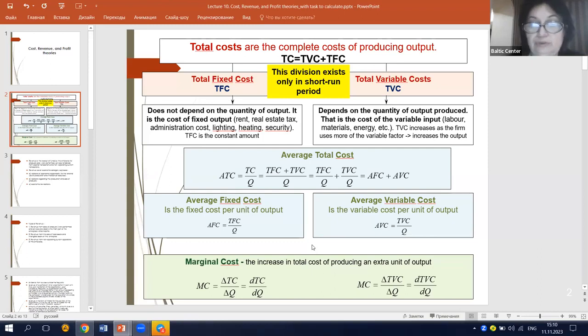The marginal cost is the increase in total cost of producing an extra unit of output. That's all. I gave you the solutions in the case, if you remember. We calculated average fixed cost, average variable cost, marginal cost, and also explained how it's happening.